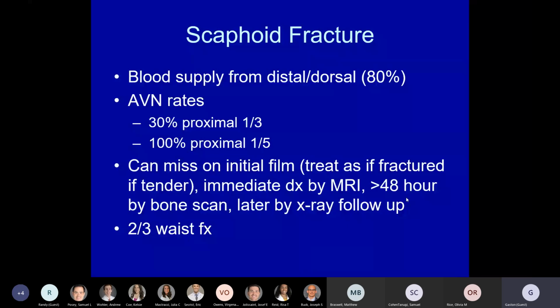What has it been shown? Faster healing, faster return to work, similar costs to casting because of how long they cast if you count in out of work factors for that.